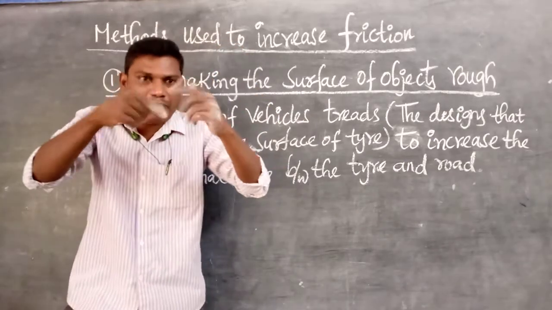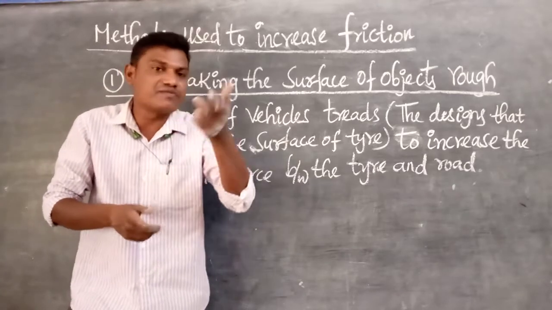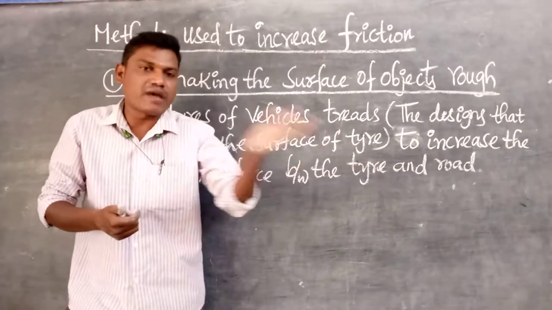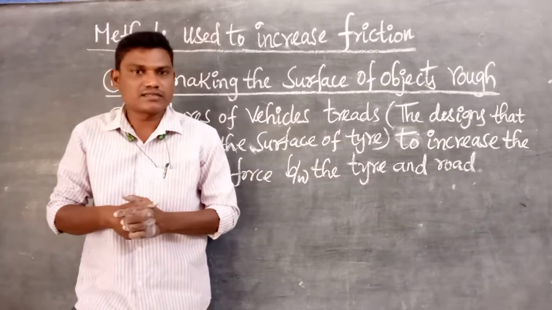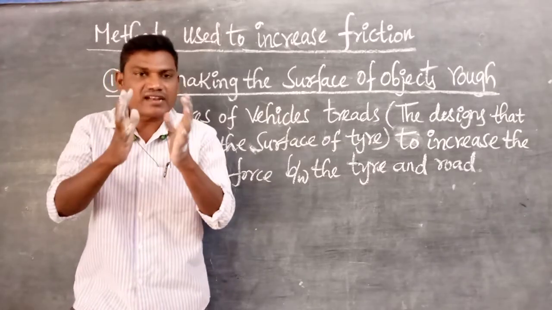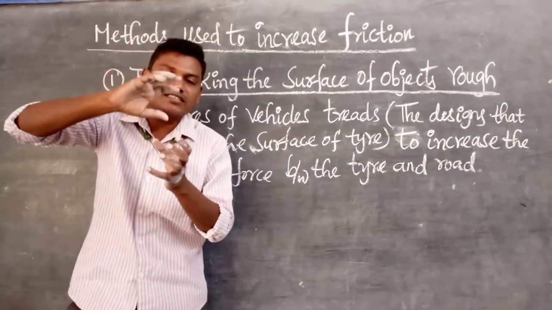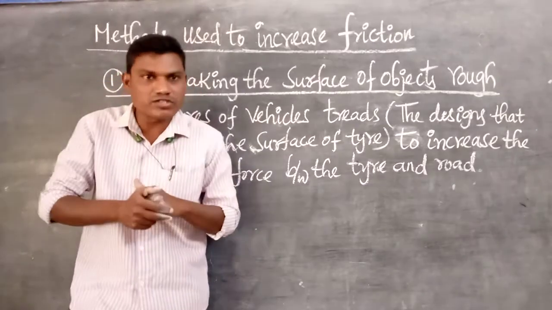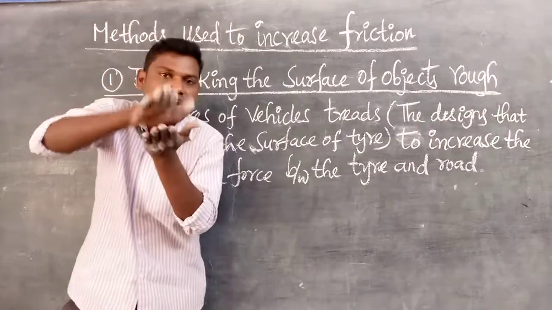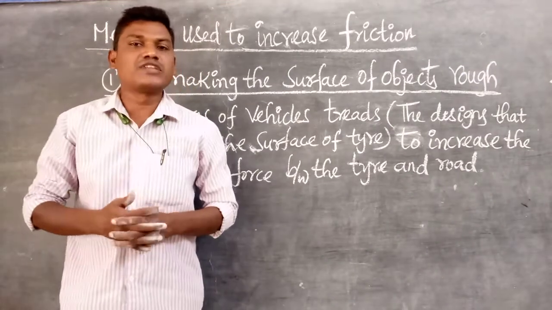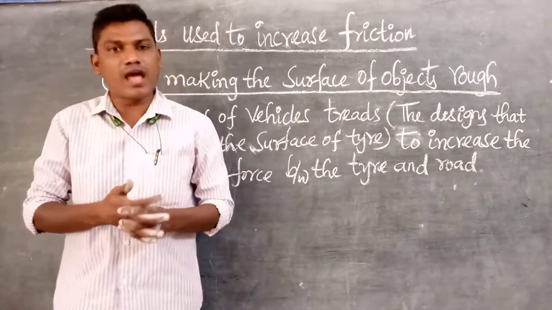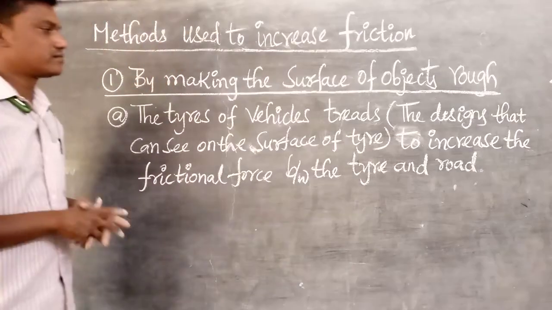That means the patterns of the tires are different from regular bikes and sports bikes. That's why the patterns increase the frictional force between the tire and the road, so automatically it comes to rest within a short period of time without slipping. That is the one.